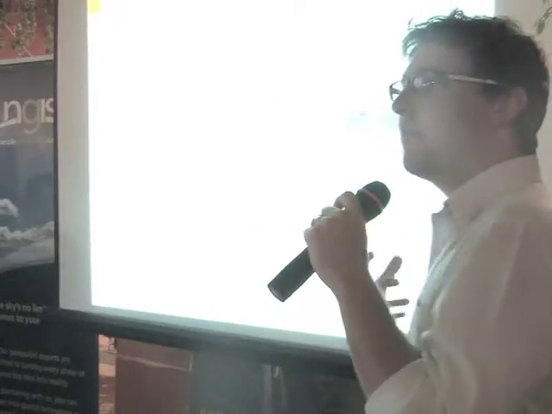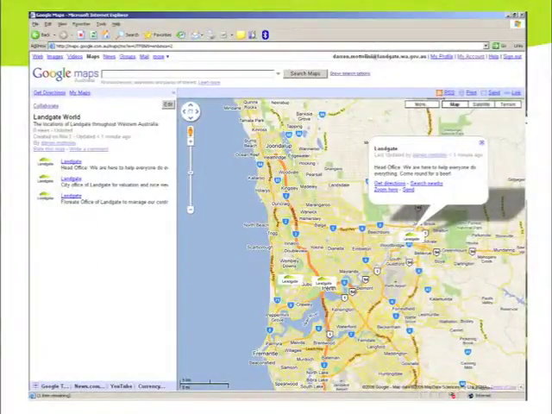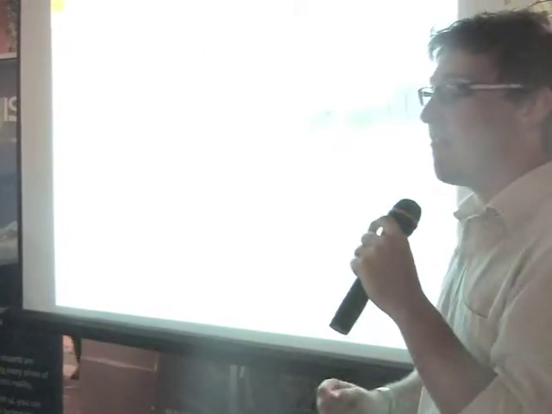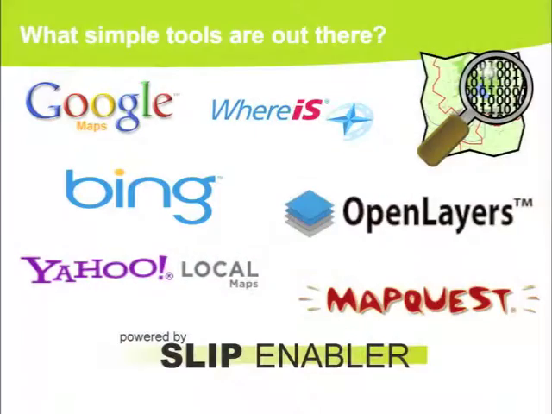How can I make a mashup? It's quite simple. I can use something like the Google API here, throw some information about where Landgate offices are, and boom, that's a mashup. Very simple. I wanted to put down here how evil Landgate is, but really we're quite a kind company.